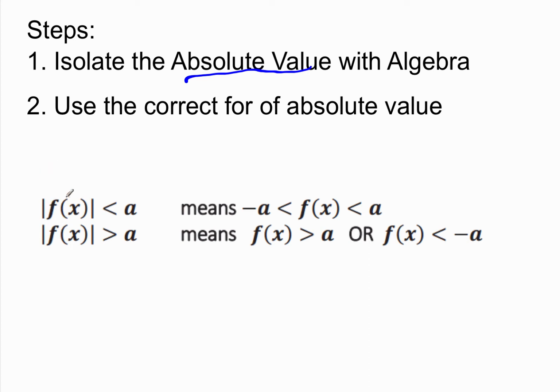If you wind up with the absolute value of your function of x is less than a, then you're going to remember this means that f of x is between negative a and positive a, and you can write a single inequality. However, if you have f of x is greater than a, this means that f of x is greater than a, or f of x is less than negative a. And that or is very important, and you're going to need to make sure you have two different absolute value equations that you solve for that one.